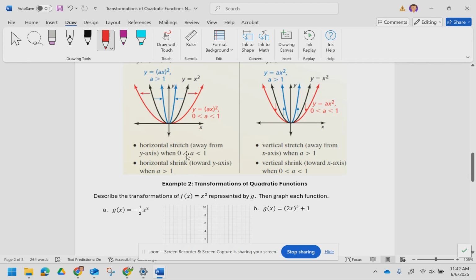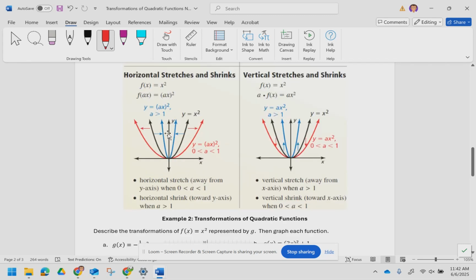Remember that it will be a horizontal stretch or a shrink by a factor of 1 over a. And in fact, I'm going to write that right there. This creates a factor of 1 over a. It stretches by 1 over a or shrinks by 1 over a. The vertical stretches will happen just by a factor of a.